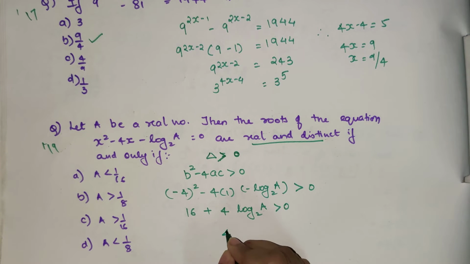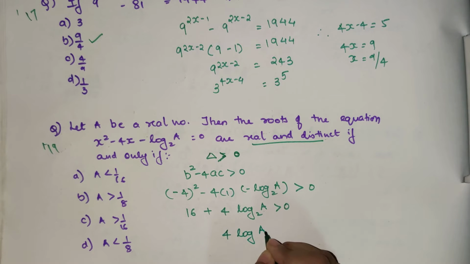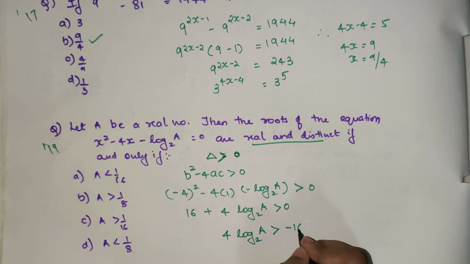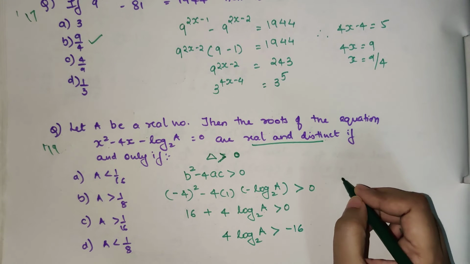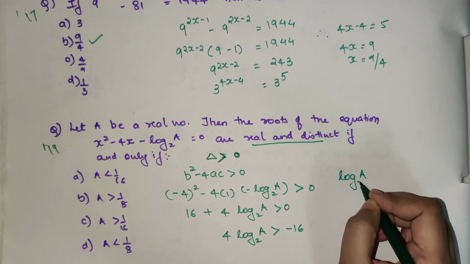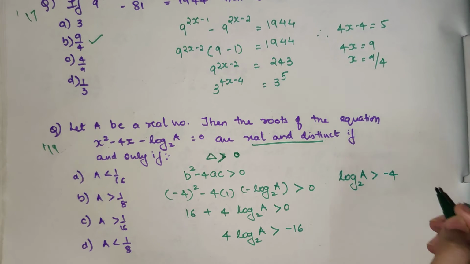So now over here I can say 4 log of a to the base 2 is greater than negative 16. Now I can divide both the sides by 4, so I can say log of a to the base 2 is greater than negative 4.